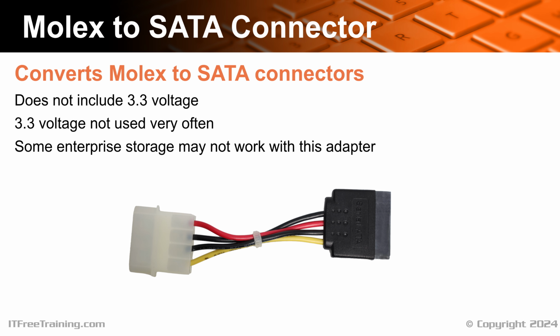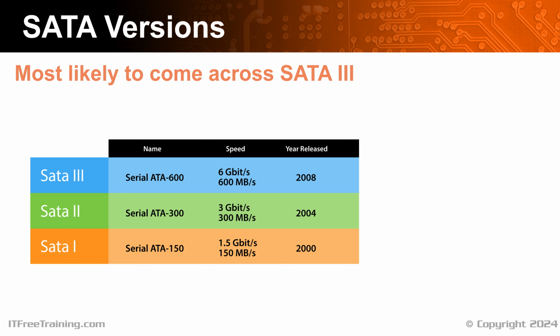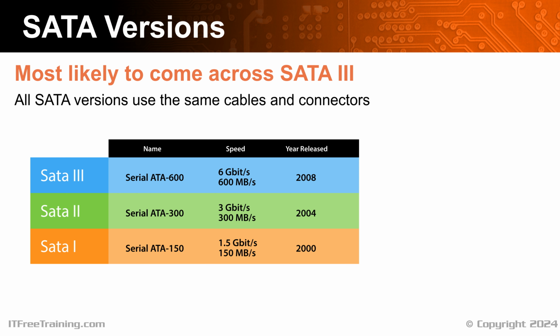Now that we've had a look at the cables, let's have a look at the different versions of SATA. There are currently 3 different versions of SATA. SATA version 3 was released in 2008 and thus a long time ago in the world of computing. This means nowadays you're most likely to come across SATA 3. The good news with SATA is that all versions of SATA use the same cables and connections. Thus your old SATA cables will still work, even if they were manufactured before SATA 3 was released.